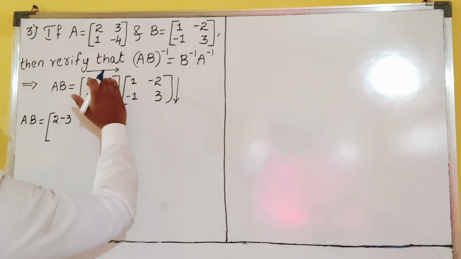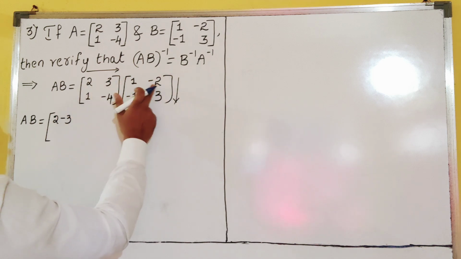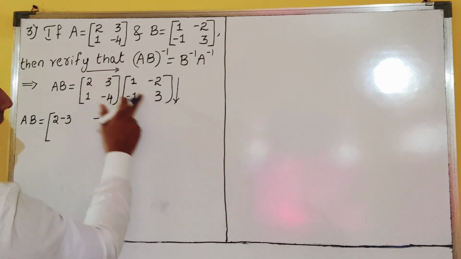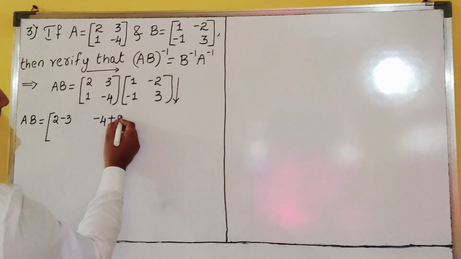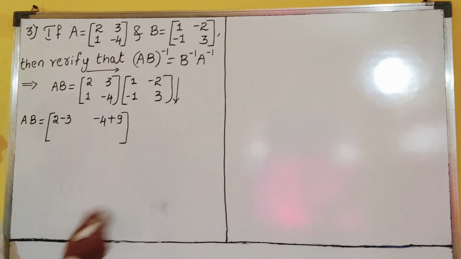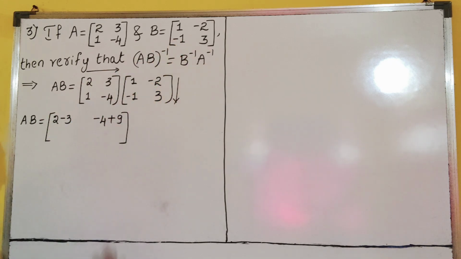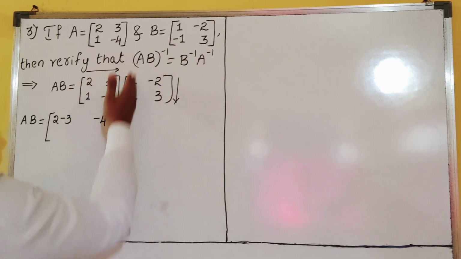Now next is what? First row, second column. 2 into minus 2, that is minus 4. Second element to second: 3 3s are 9. This is how we can multiply. You know how to multiply matrices. So first row, third column is not there. I had ended here. So now second row, first column.